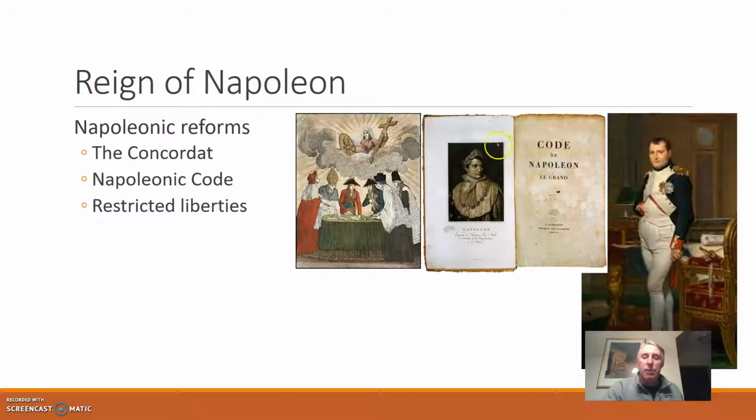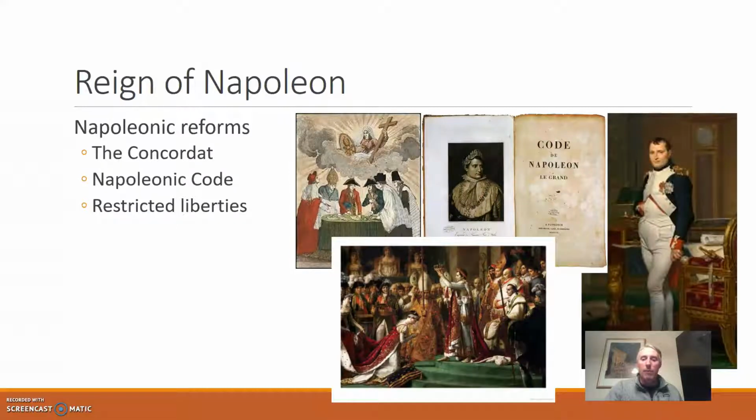I mean, you look at the picture of him here, he's wearing the laurel of the ancient Roman emperors. This was a guy who was an autocratic emperor. I mean, he crowned himself emperor. He took the crown from the Pope and decided, I'm doing this myself. The guy had quite an ego on him.